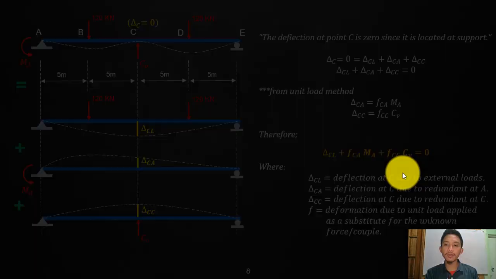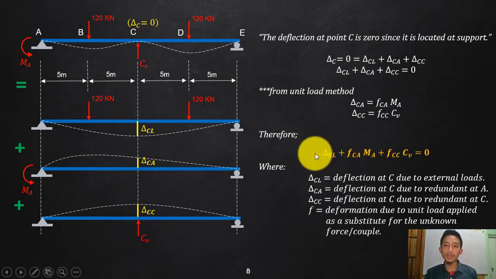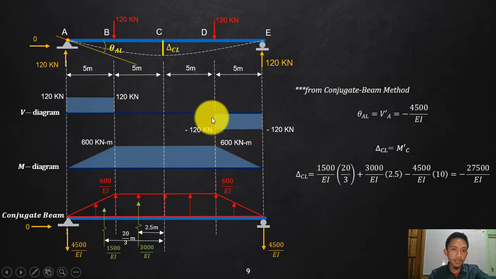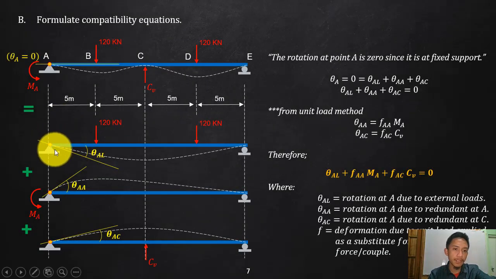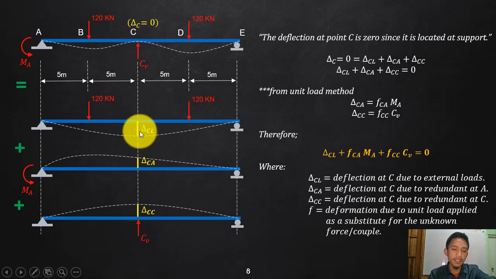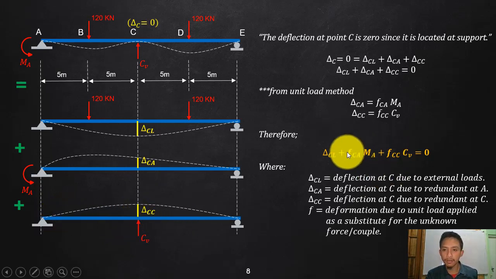So again, you ended up with two equations. All we need to do is solve the parts of these equations. So let's start by applying your external load. Since there are three cases here, we will apply your external load, find the rotation at A, and then find, of course, the deflection at C due to that external load. And then later on, we will apply the 1 unit moment, find the rotation at A, and then the deflection at C. The same, apply 1 unit force at CV, get the rotation at A, and then the deflection at C.